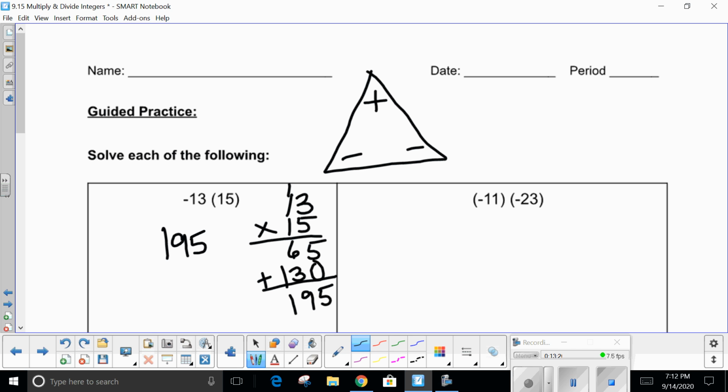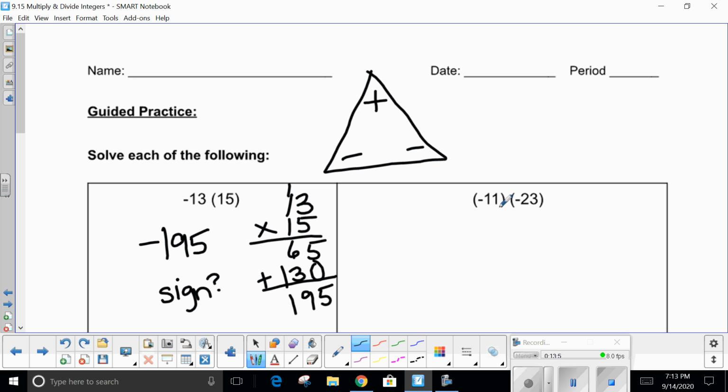195. But what is the sign of my final answer? Well, we got to go back to our diagram, and we have a negative times a positive. So we have a negative times a positive means the answer has to be negative. So for this problem, the answer will be negative 195.